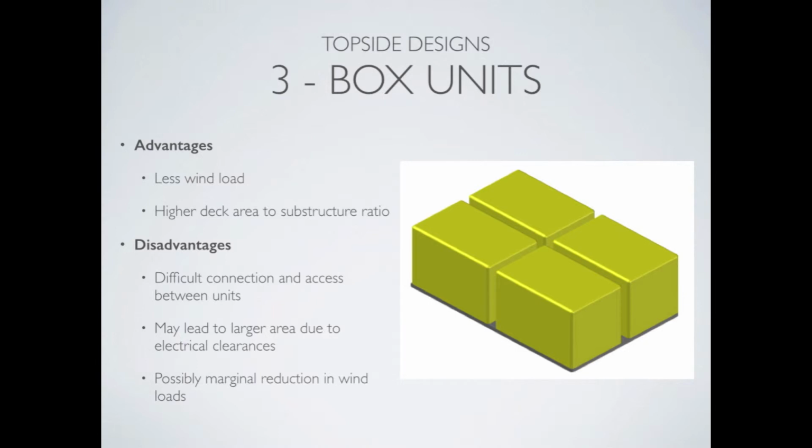The box unit design consists of several box units with rounded corners, aiming to reduce the wind loading taken by the structure. This solution would have a higher deck area to substructure ratio, but construction is more complex and connections between units can be very problematic.